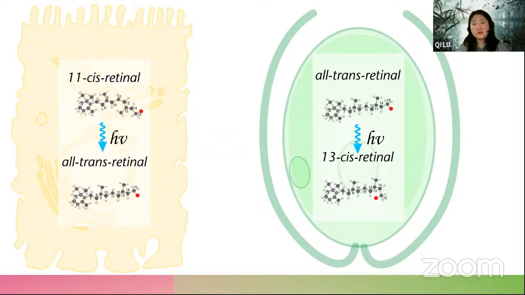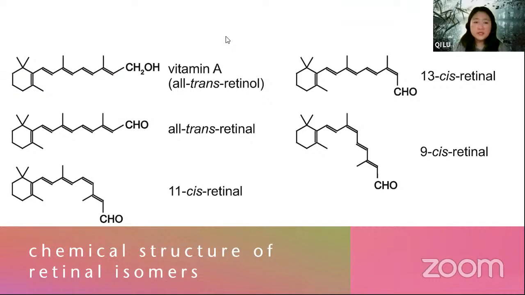All-trans retinal in the human body is everywhere in the body fluid, so it's available in many different parts of our body. So opsins that can bind all-trans retinal can be potential optogenetic tools, because they can function somewhere else without requiring RPE cells. So here is the chemical structure of the retinal isomers.